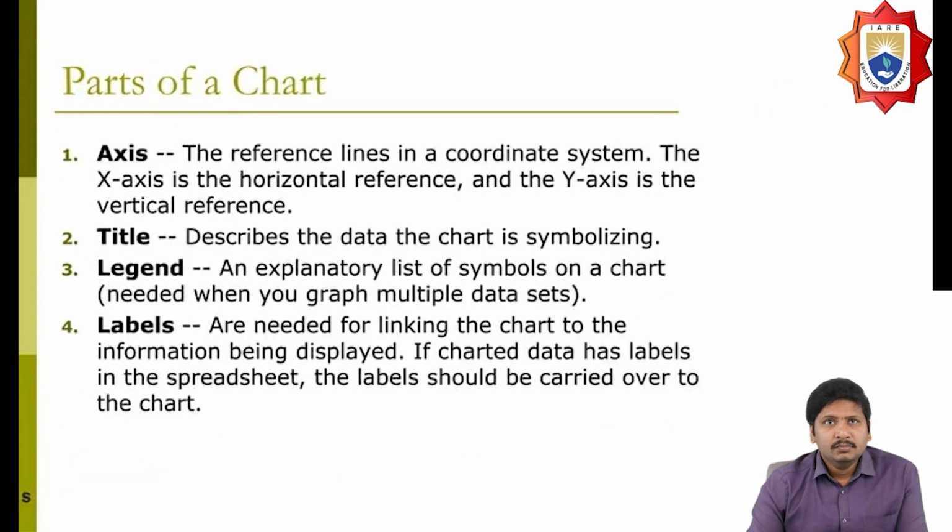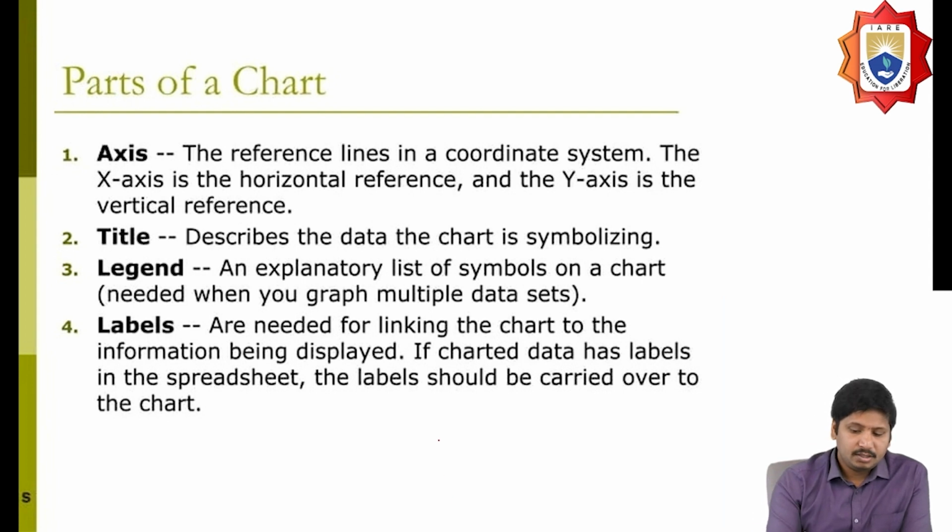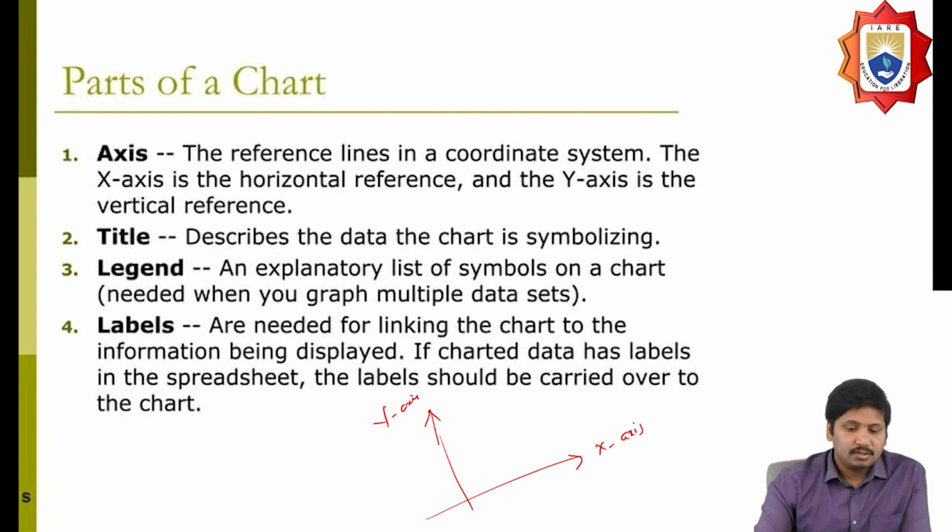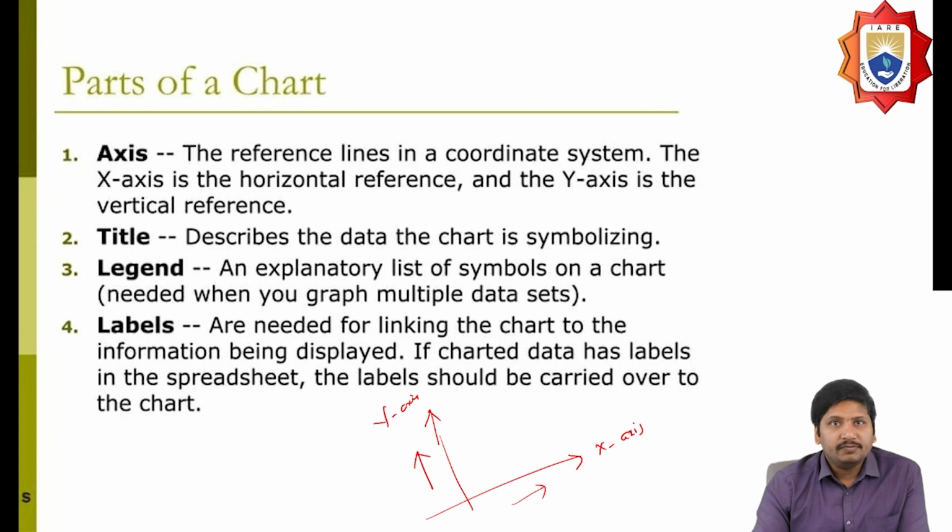What are the various parts of the chart diagram? We will see now. The very first thing is the axis. We have two types of axis, the x-axis and y-axis. These are the reference lines of a coordinate system. The x-axis is called the horizontal reference, and the y-axis is the vertical reference.